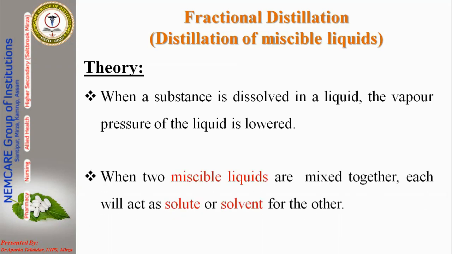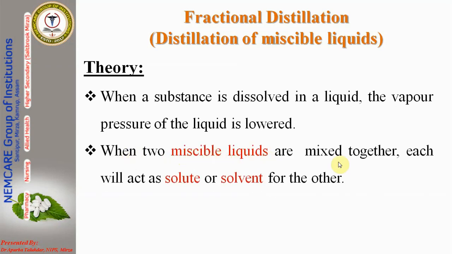When two miscible liquids are mixed together, each will act as a solute or solvent for each other. When we mix two miscible liquids, for example alcohol and water, each liquid will act as a solute and solvent for the other. So for water and alcohol, both will act as a solute and solvent for each other.